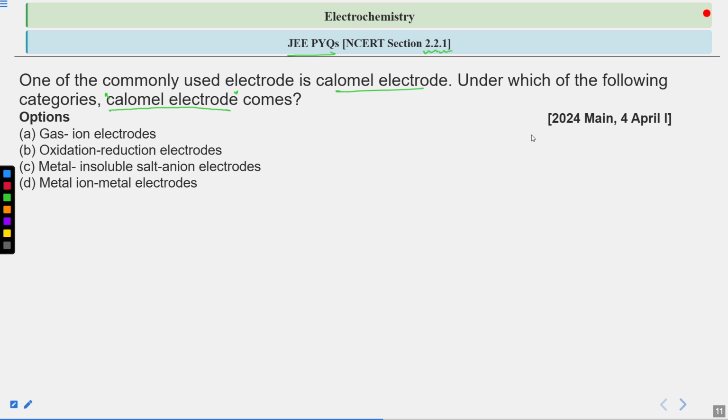This question has been in the 2024 mains examination, and the options provided are gas ion electrodes, oxidation reduction electrodes, metal insoluble salt anion electrodes, or metal ion metal electrode. Okay, so you got some time, try to solve it or try to remember what the Calomel electrode is, in which category it will come as per the given question. Then we will see what the answer is.